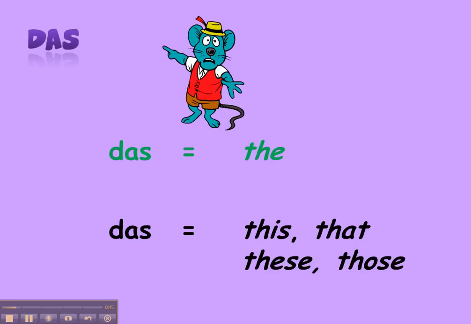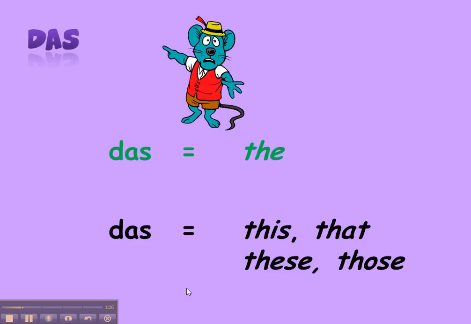So if you wanted to say, what is this? You would use the word das for this. Or that, what is that? You would use the same word. And if you wanted to point at several things at the same time, you want to say, these are my books, then you would also use the word das.